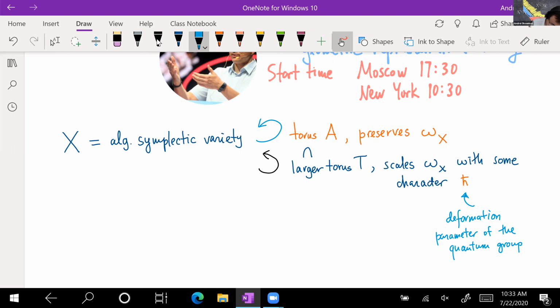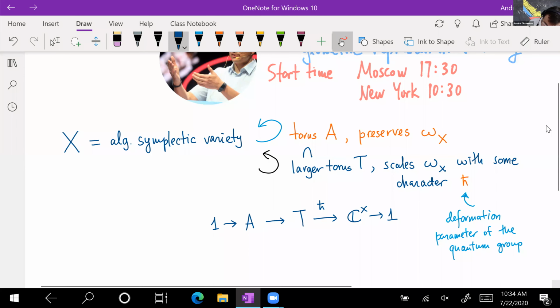So in other words, there's an exact sequence, if you want. There's a torus T, and then there's a subtorus A, and then there's this character H bar, which goes to C star. In general, this could be a non-abelian group, but let's not worry about that.